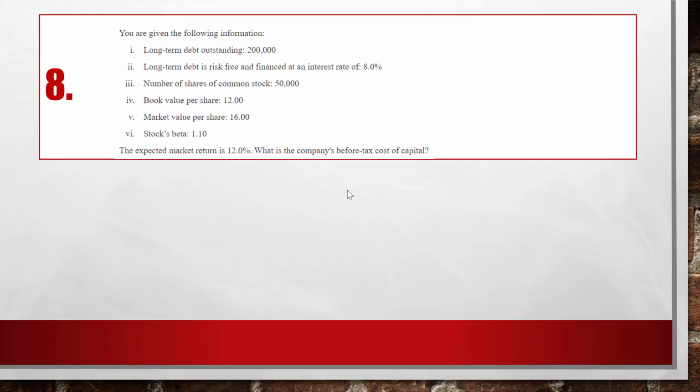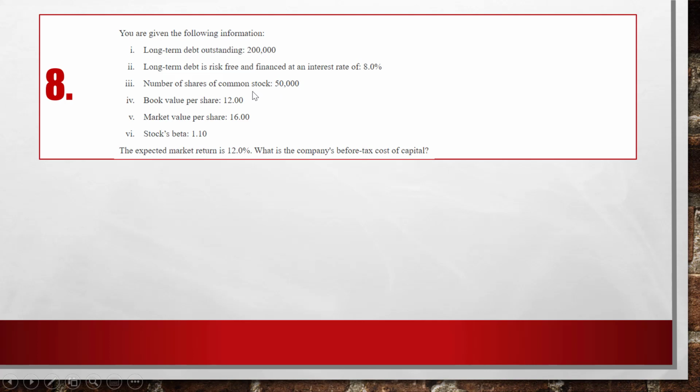You are given the following information. Long-term debt outstanding 200,000. Long-term debt is risk-free and financed at an interest rate of 8%. You see the second sentence here means that the risk-free rate is 8% actually, because it said long-term debt is risk-free and financed at an interest rate of 8%.